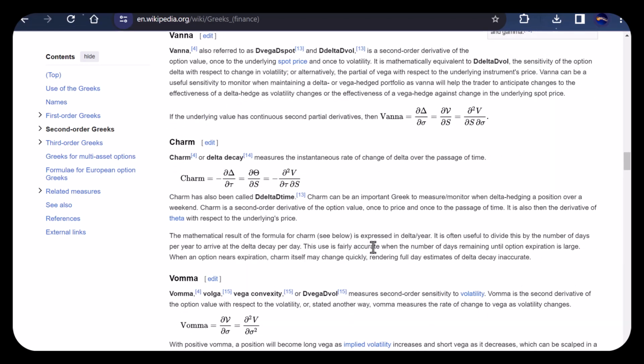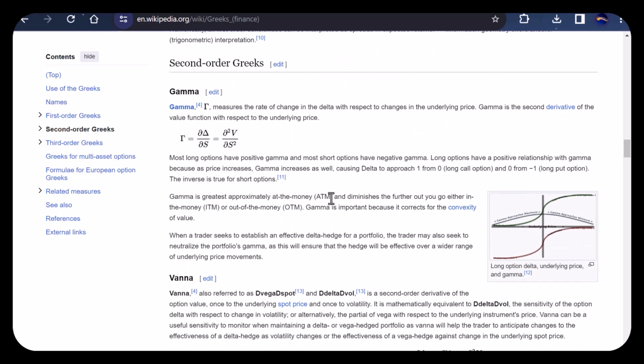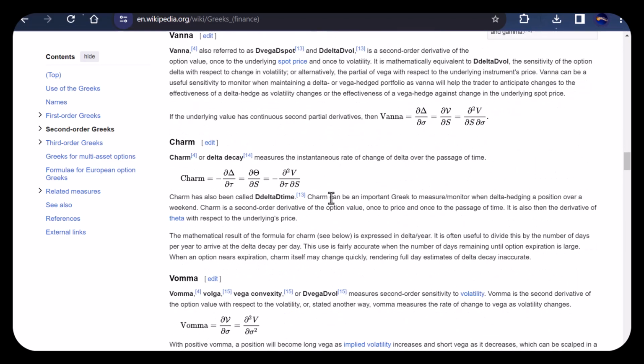Oh, charm is delta decay. What happens to the delta of the option once we get to it? That is actually something of interest. Okay? Delta also kind of determines the implicit leverage on a given option. So you kind of want to know that.